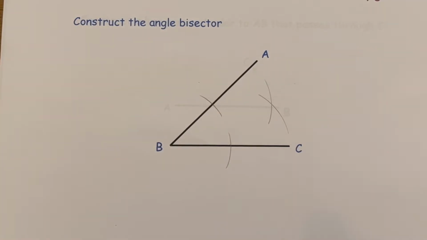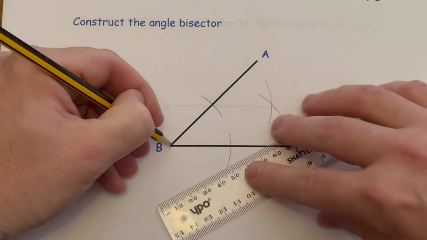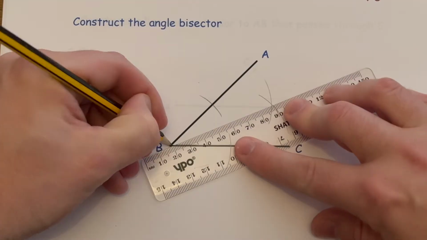Now we're going to get a ruler and pencil, and join B up with where those two arcs intersect, like so.